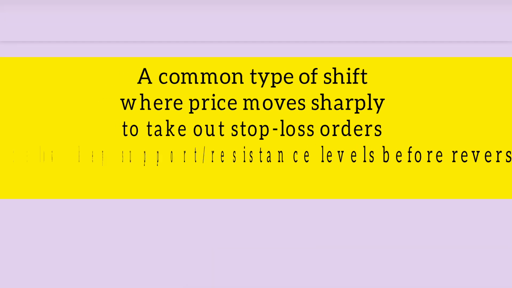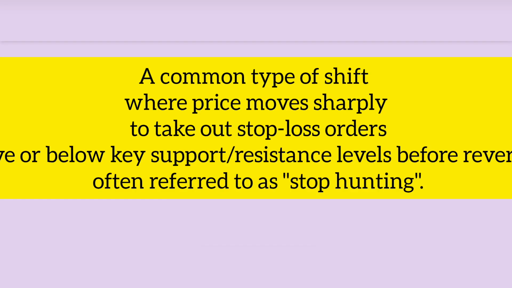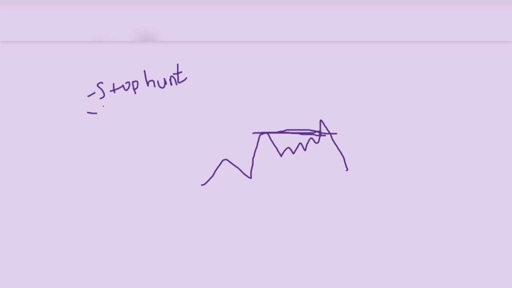Okay, a liquidity shift happens when price sweeps a high or low. For example, the market is moving high, then maybe consolidation. So this is the last high. Then price comes and sweeps the high, then comes moving down. This is called a liquidity sweep or liquidity shift, or you can call it a stop hunt, a liquidity grab, or an inducement move.